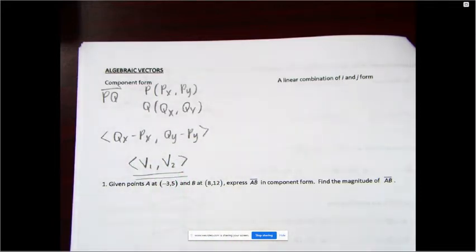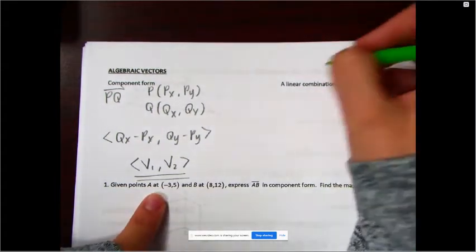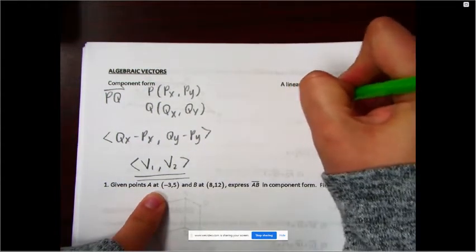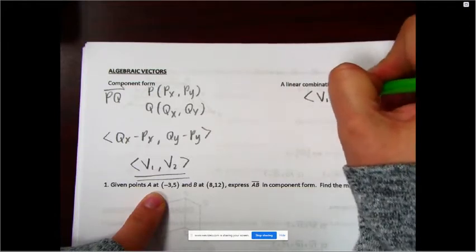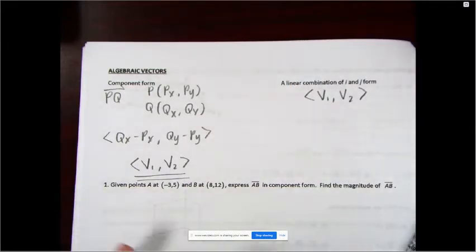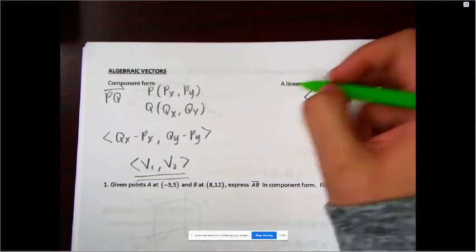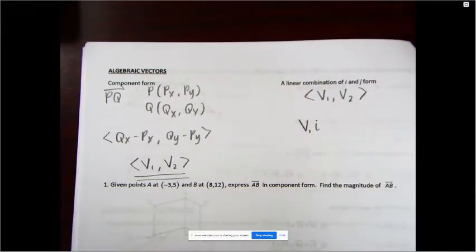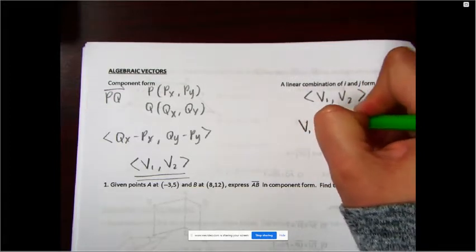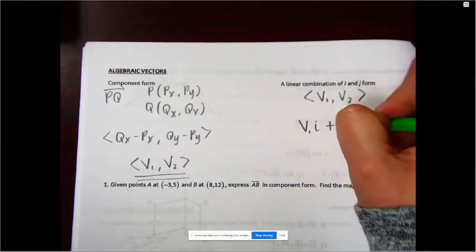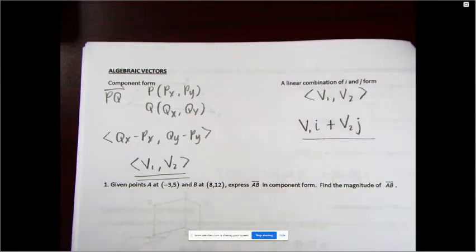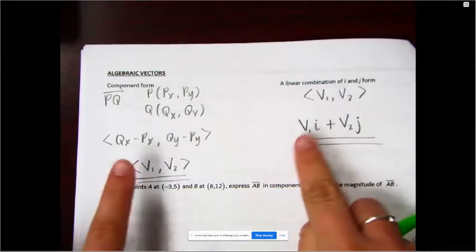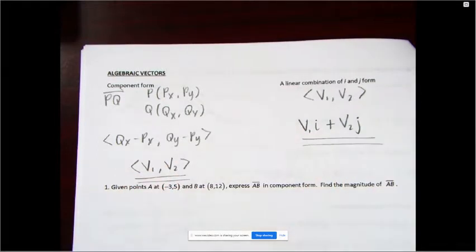Linear combination form takes this component form, so I have my X and my Y values of the vector, and it just rewrites it as an equation. It takes that X value and puts an i next to it, and then says plus that Y value and puts a j next to it. This is linear combination form. So they both represent the X value and Y value of your vector. They're just written a different way.